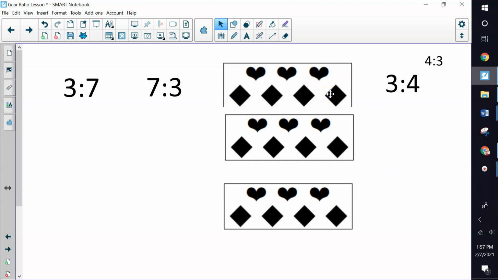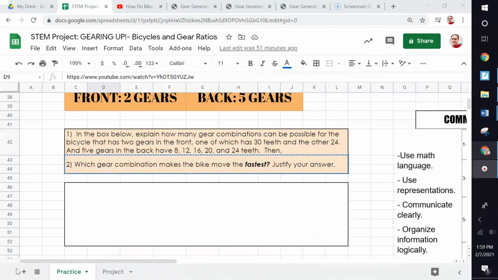Using this language is going to be very important in your project. In your project, you're going to be asked to explain how many gear combinations are possible for a bicycle. We will go over this in the practice as well. We'll do this together so that you know exactly how to do this. But I want to talk about how to explain it. You'll explain in words and sentences using math language.